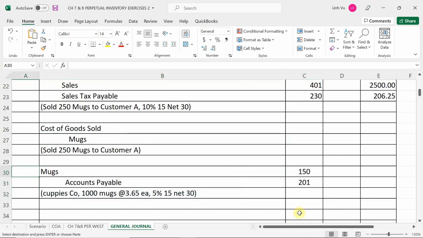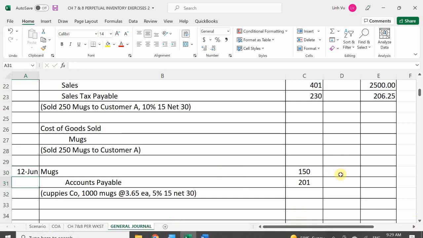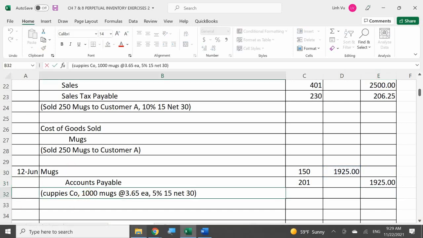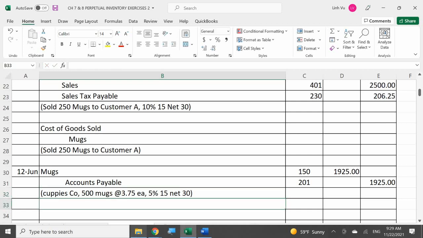So what is it? 612, right? We bought mugs, which cost $19.25. Okay. So again, we purchased from Cuppies Co. 500 mugs at $3.75 each. 5%, 15 net 10, not 30. Okay.